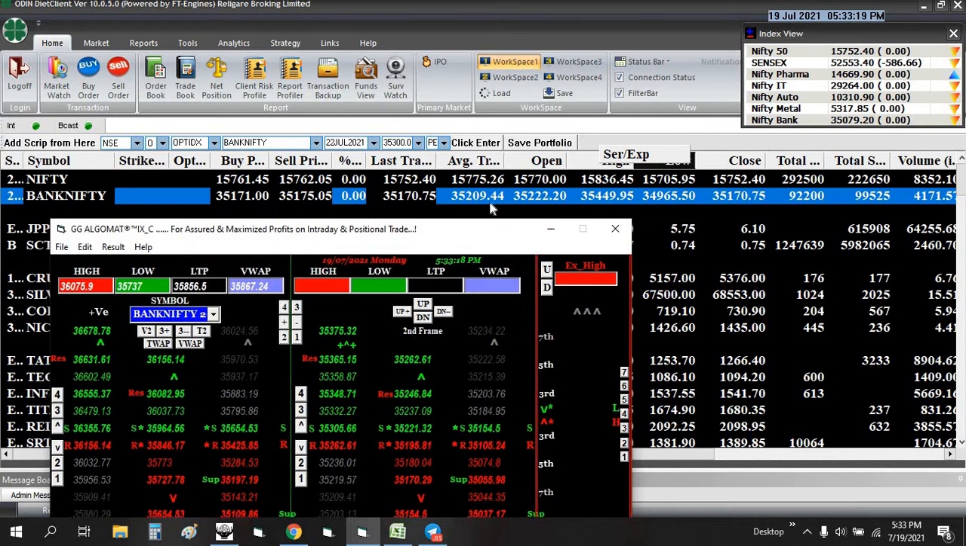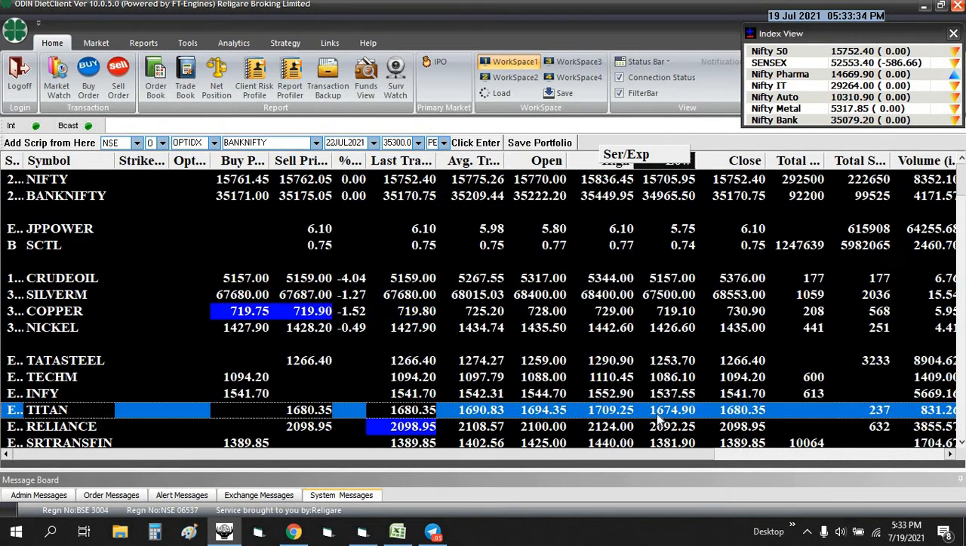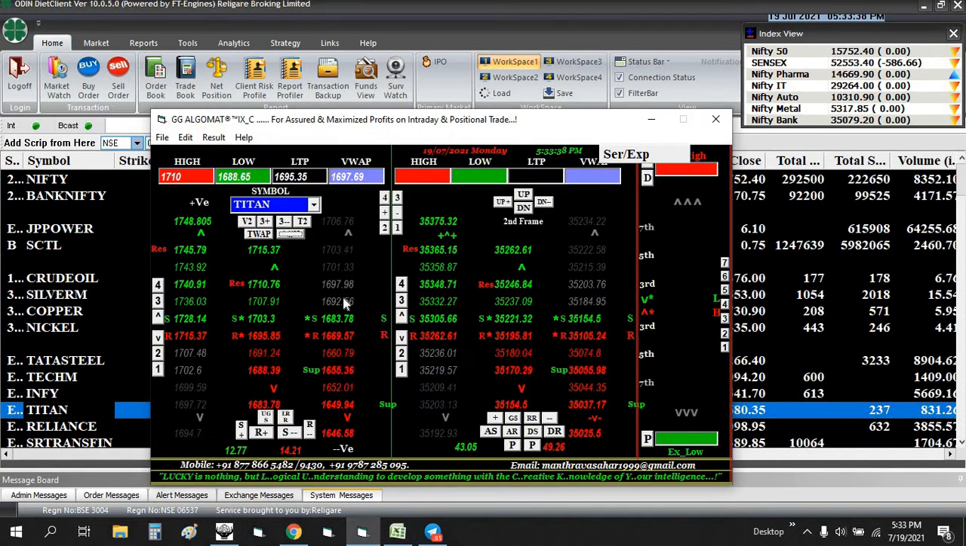So this was the call we have generated today, and the same thing we have generated a Titan call, right? I will explain that also. Titan, so see here, what is the open price for Titan today? Titan is here, open price was 1694.35, right? So where is the 1694? See, it is exactly here, in this area, right?